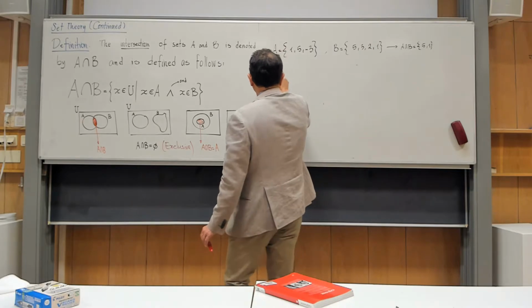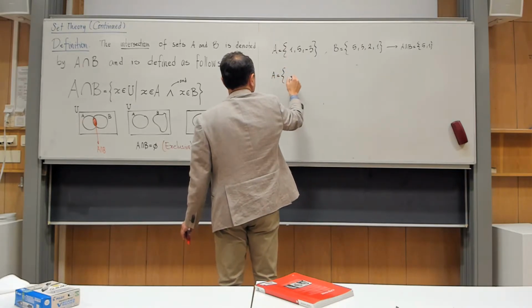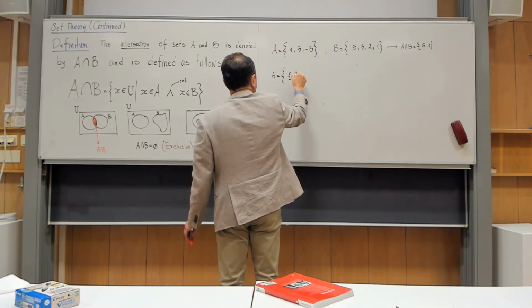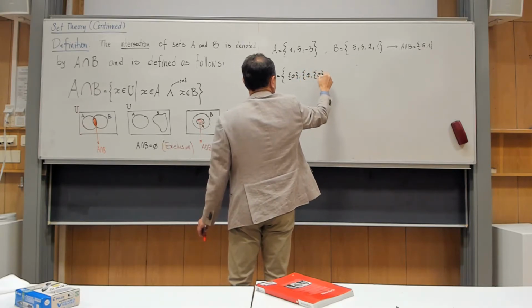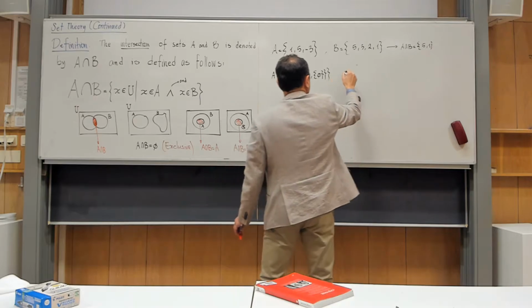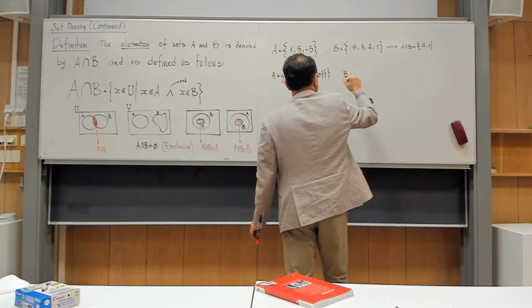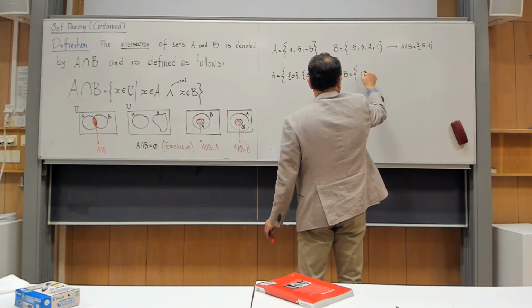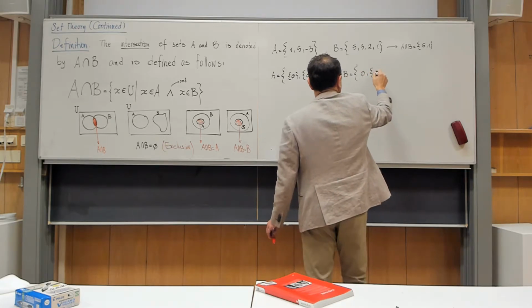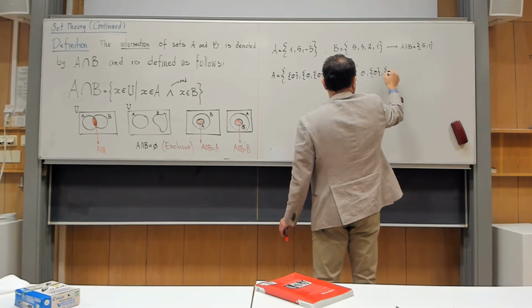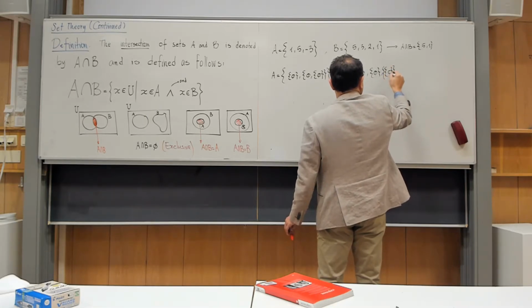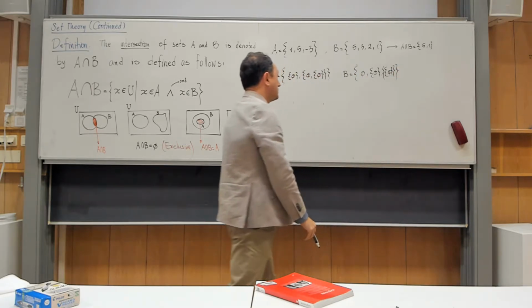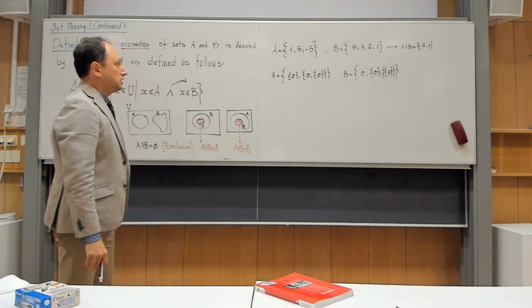If I give you A to be this set, the empty set and this one, and then I give you B to be this, is there any intersection between these two sets?